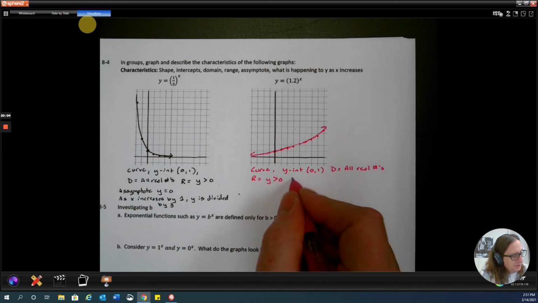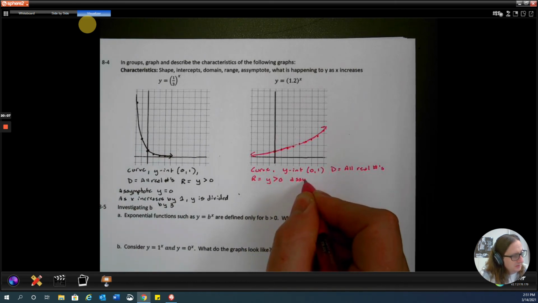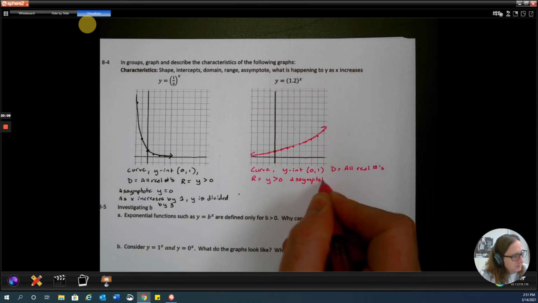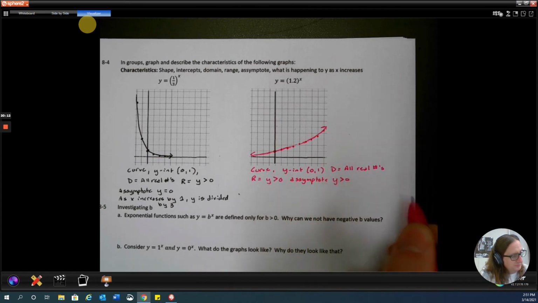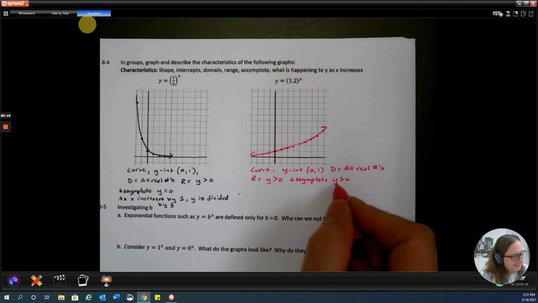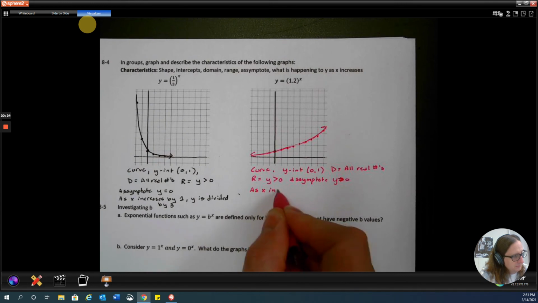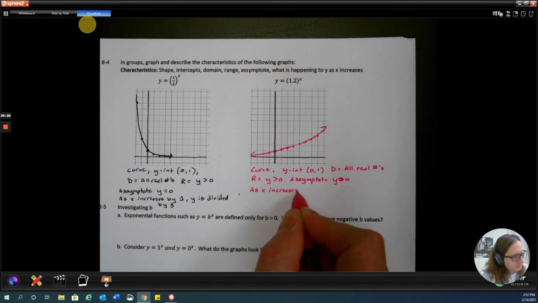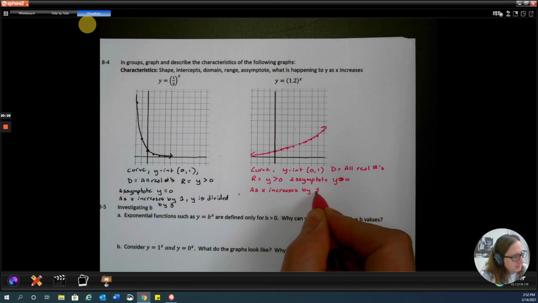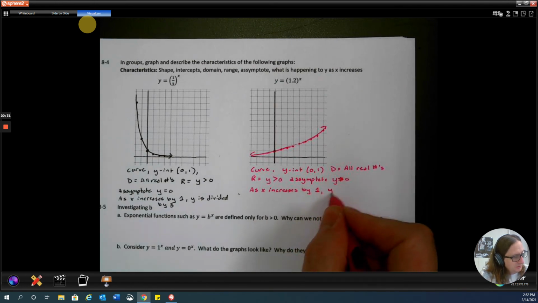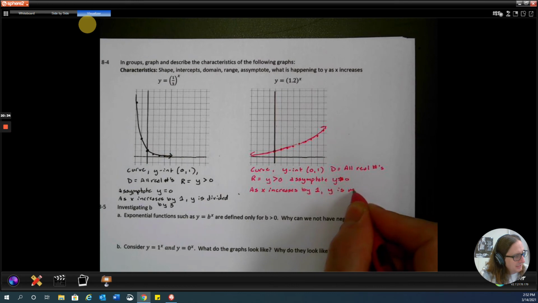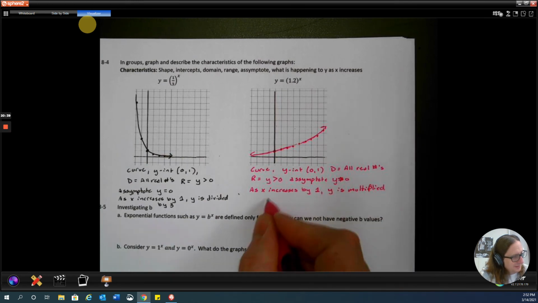We can see our asymptote is going to be y is equal to 0. I don't know why I did that. I was looking right there. And we can see that as x increases by 1, the y value is multiplied by 1.2.